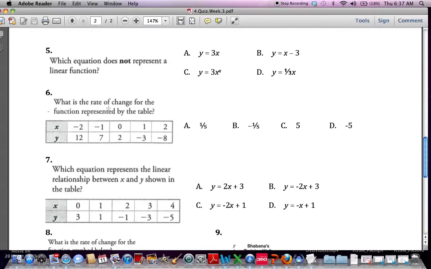Number 6, what is the rate of change for the function represented by the table? What is the rate of change? Remember, rate of change is the same thing as the slope. Okay, so what is the rate of change here for this function table? Okay.